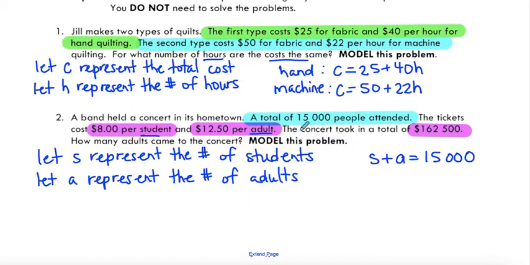So I make $8 per student. So remember that per means multiplication. So $8 times S plus I make $12.50 per adult, so times A, and that total amount that I'm making is $162,500. So those are the two equations that I would come up with.